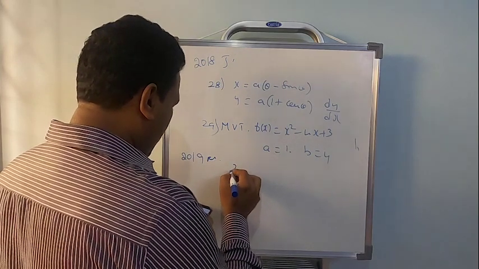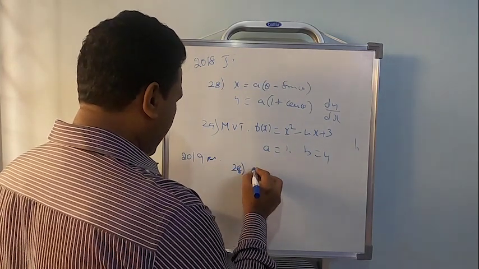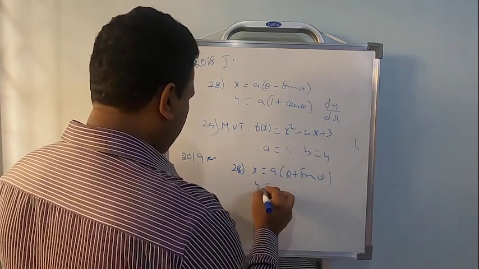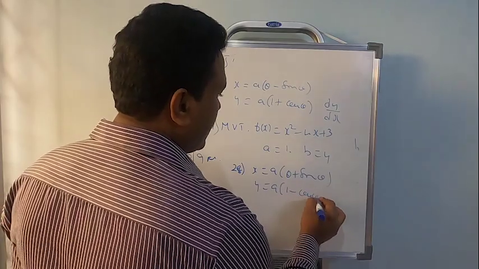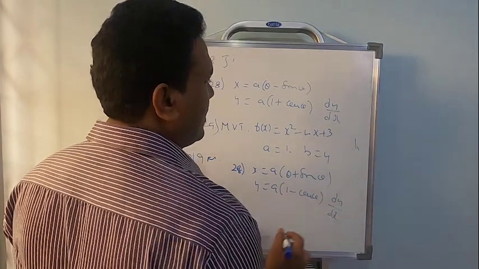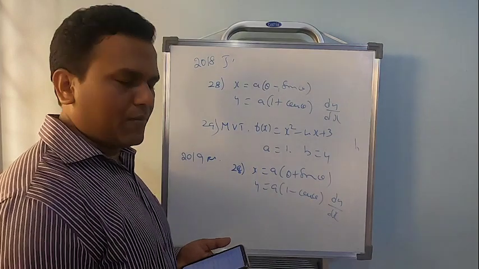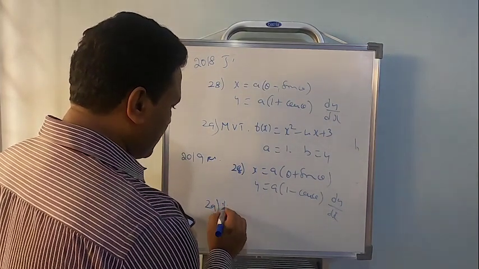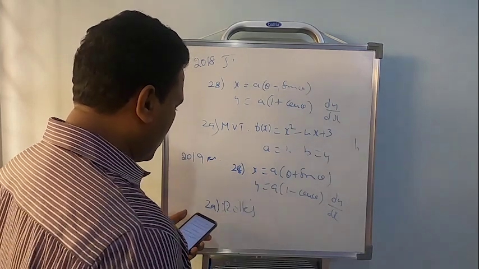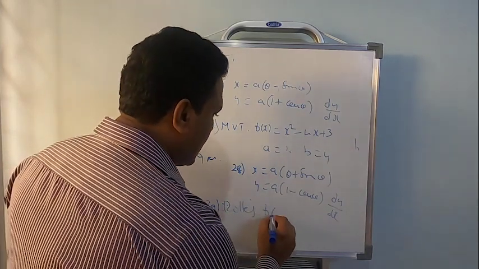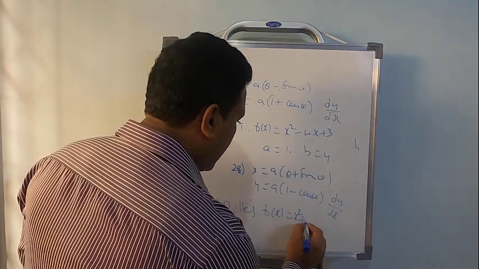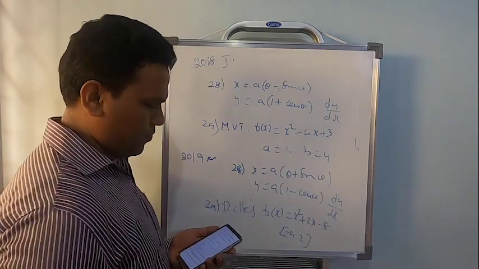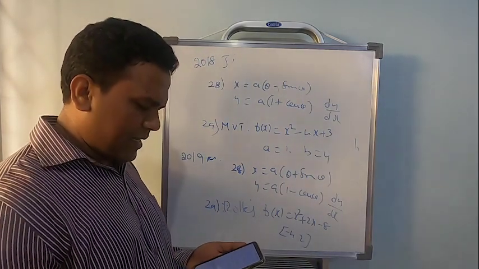They have given problem number 28: x equals a into theta plus sin theta and y equals a into 1 minus cos theta, then find dy by dx. Notice it's just similar to this. And problem number 29 is based on Rolle's theorem this time. It is given as f of x equals x square plus 2x minus a in the closed interval minus 4, 2. So that's the problem from 2019.